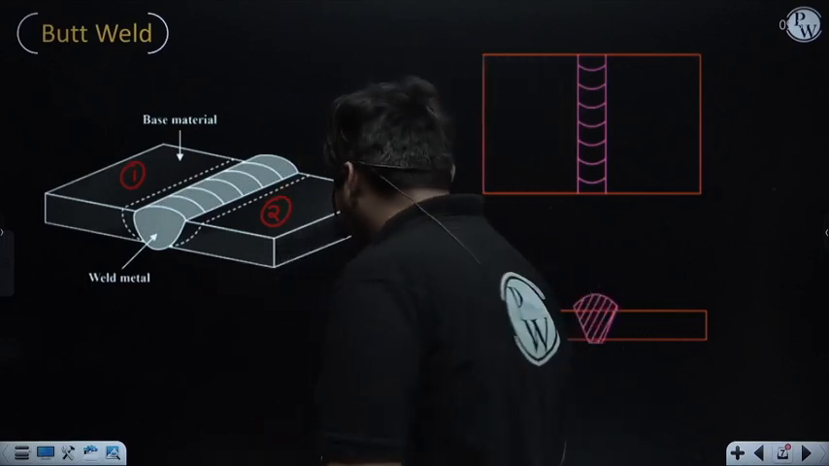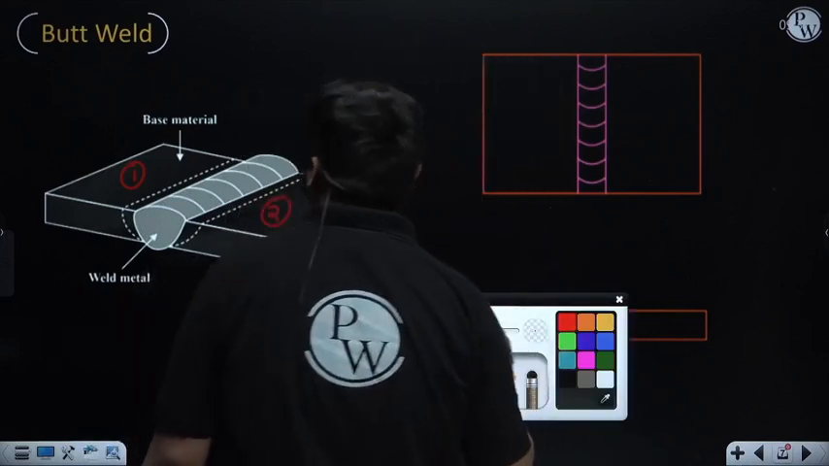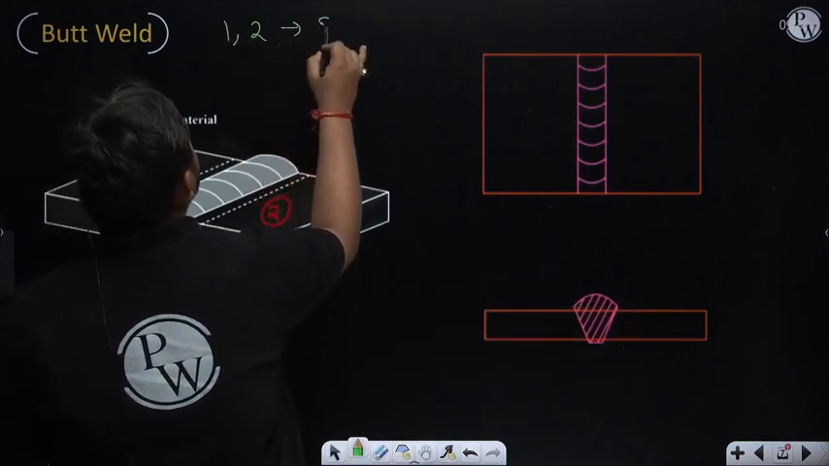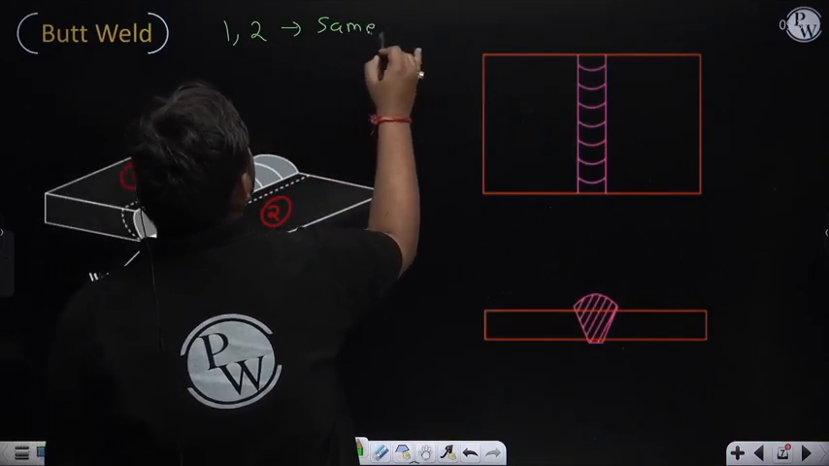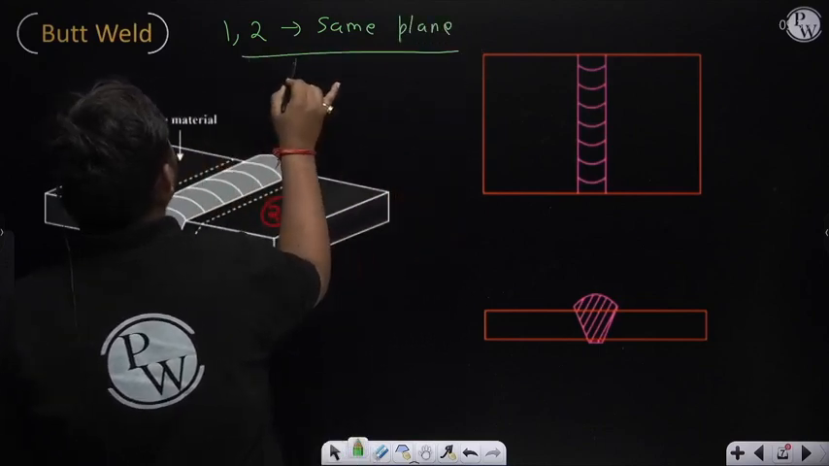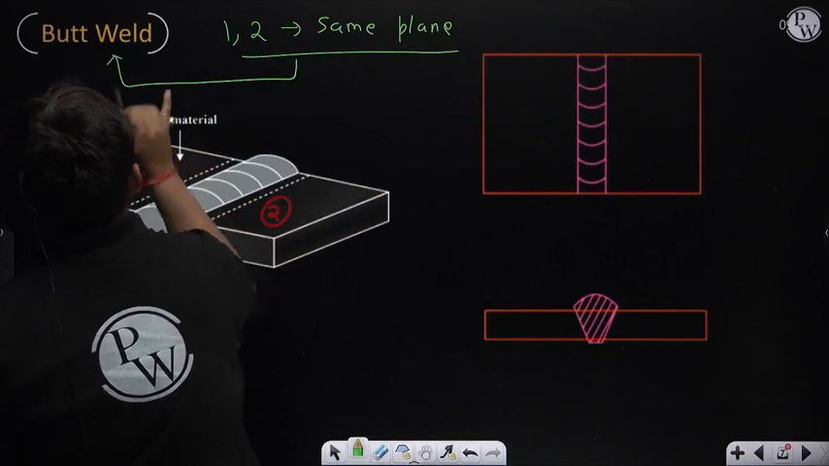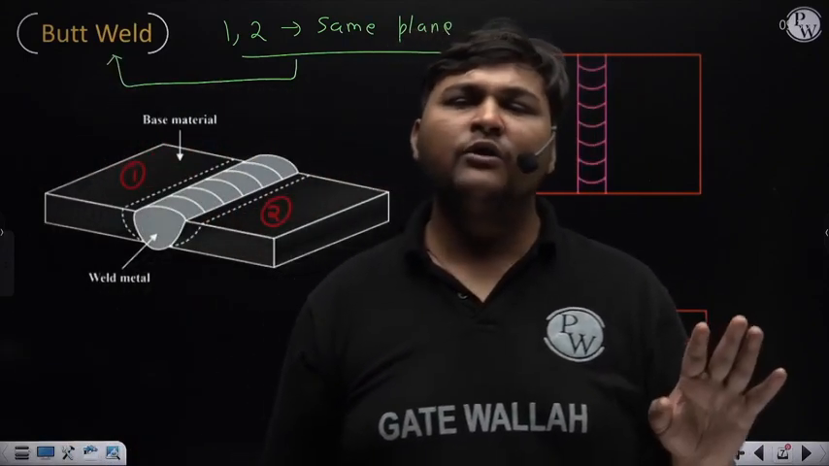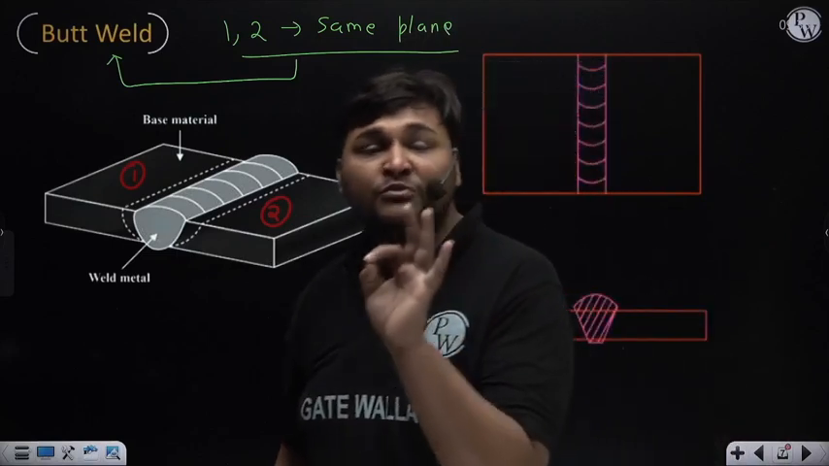So the simple definition of a butt weld is nothing but the two plates which we are connecting by a welded joint, if they are kept in the same plane. Only this is the key point. If they are kept in the same plane, then the welded joint between them is known as a butt weld. Whenever two plates are kept in the same plane, the joint is known as a butt joint.